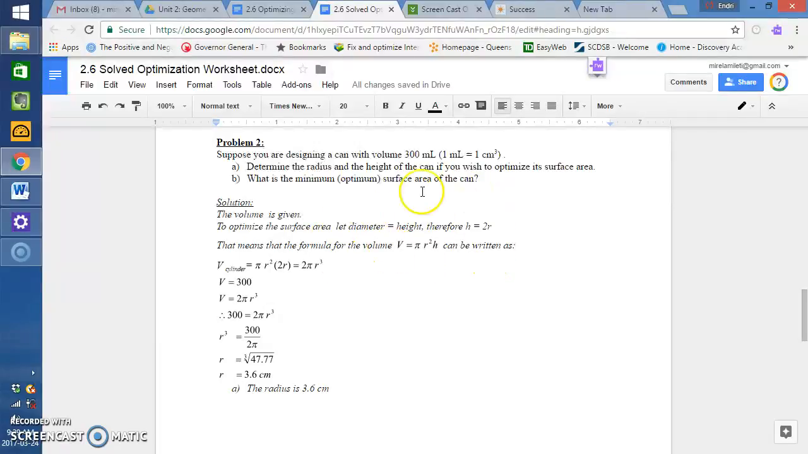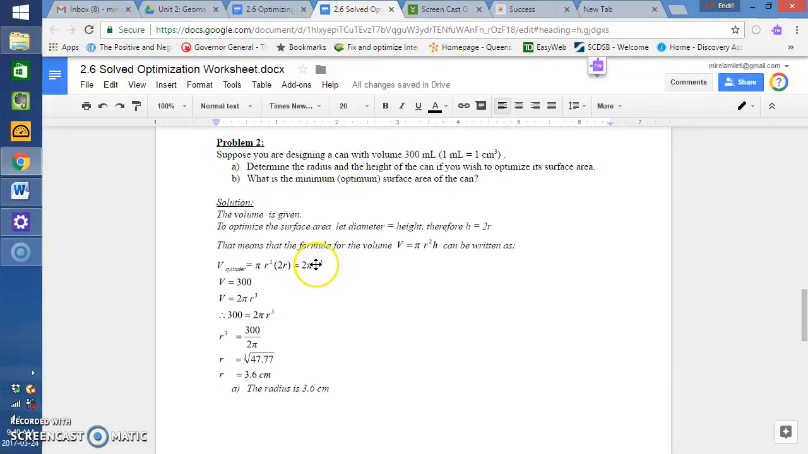So what we have here is the volume. The volume is fixed, and we need to figure out what is the minimum surface area that we can use to create a cylinder with this volume. So we know that we have to make the diameter equal to the height, or height equals 2 radius. That means that the formula for the volume, pi r squared h, will be written as pi r squared multiplied by 2r, as we saw above, 2 pi r cubed.